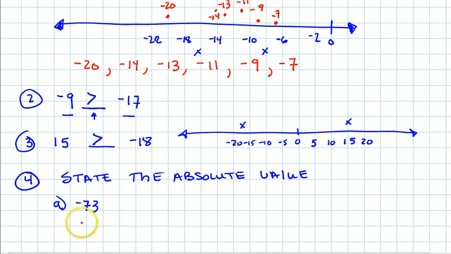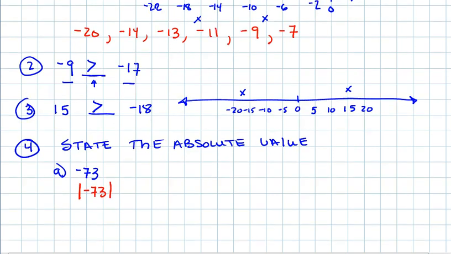Well, your first step is to write it out. This is how you would show finding the absolute value of negative 73. Well, the absolute value of negative 73, which is how far from 0 is negative 73, would be 73. And that would be my answer.